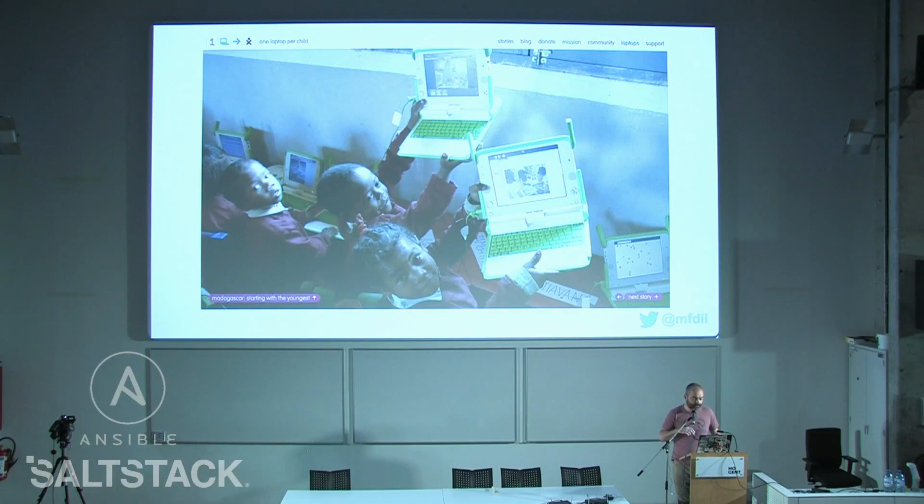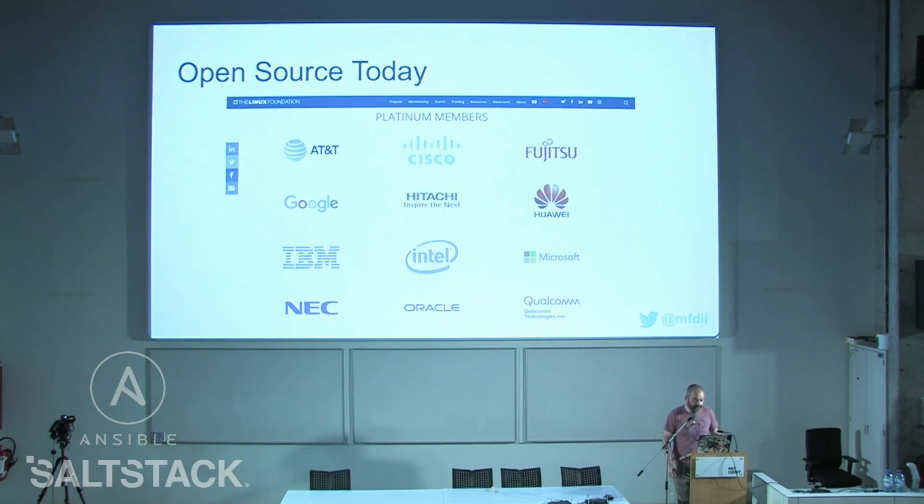The other really important thing about open source is this idea of opening up access to compute to a broader range of people. One Laptop Per Child is a great example of that, of trying to build a computing platform for under $100 to reach underserved individuals.